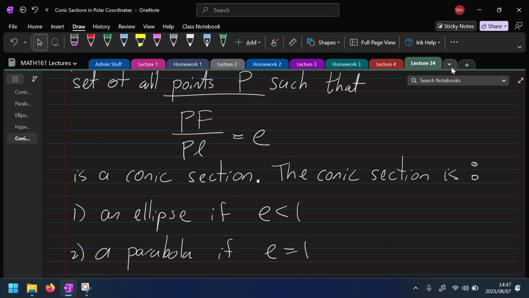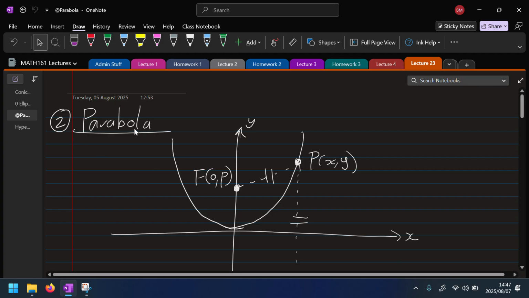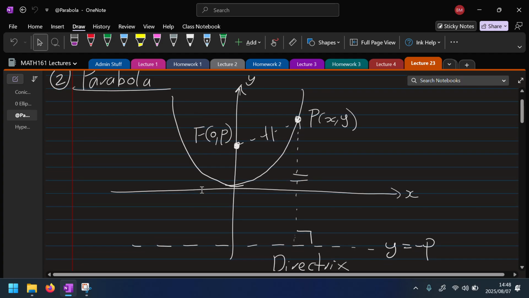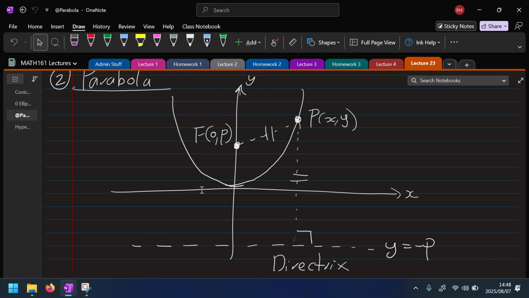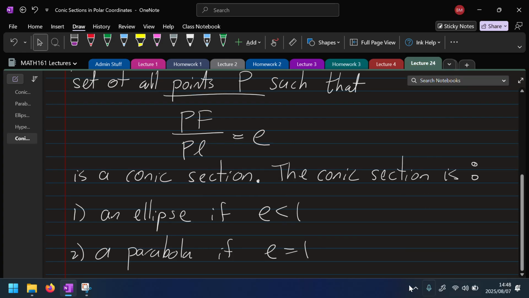So if we go back to the previous lecture, right, the distance from F to P, that was the top part of our numerator, divided by the distance from P to the directrix line, that was E. But FP and P down to the directrix line, by definition, for a parabola, those are equal. So for a parabola, E is 1. Okay, so this is just from the definition.